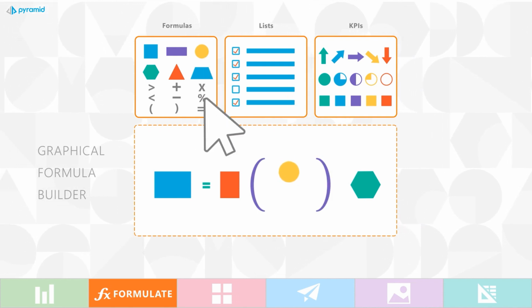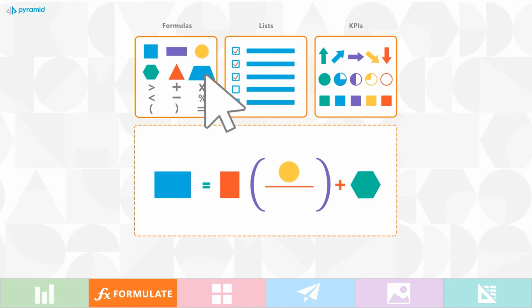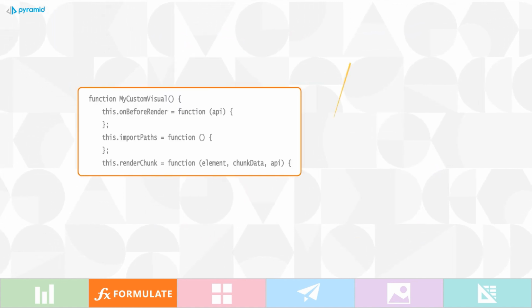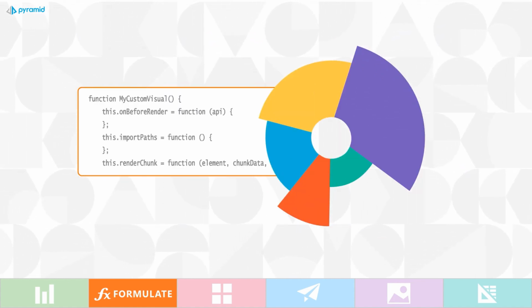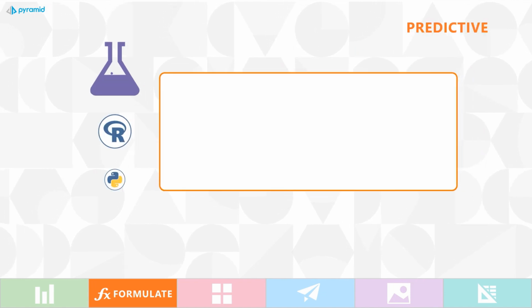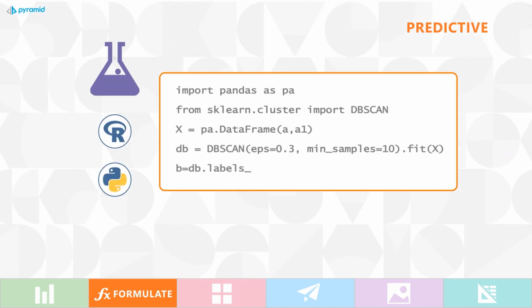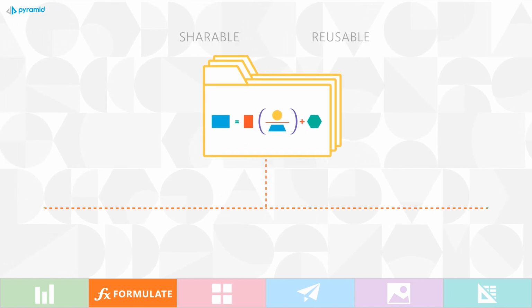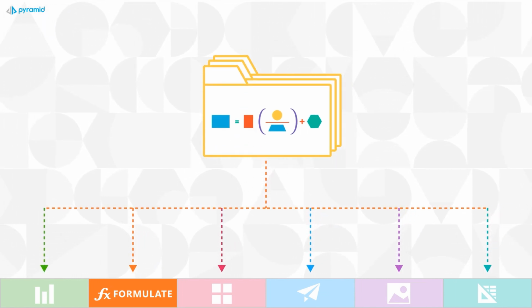Formulate lets you build formulas, data lists, and dynamic KPIs through low-code graphical drag-and-drop tools to extend the breadth and depth of your business logic. It also includes high-code interfaces for complete flexibility. Formulate is also the venue to design custom visualizations or write R and Python ML scripts. All formulations can be atomically stored, shared by multiple users, and reused across multiple projects.